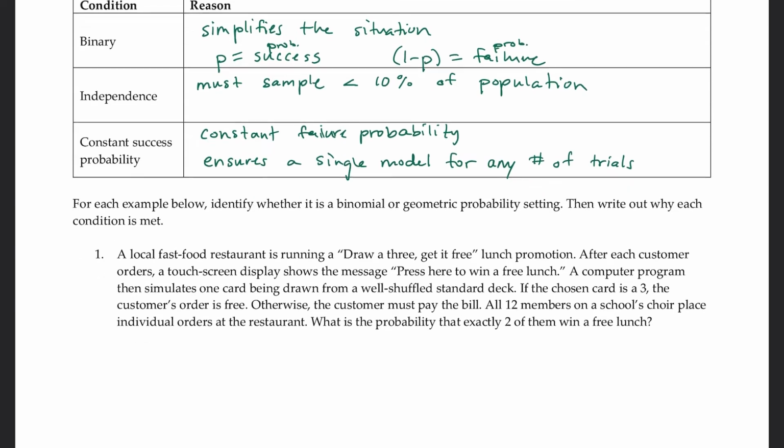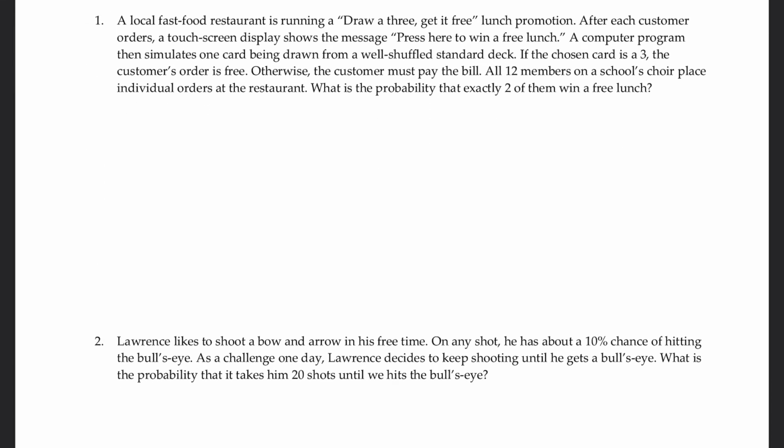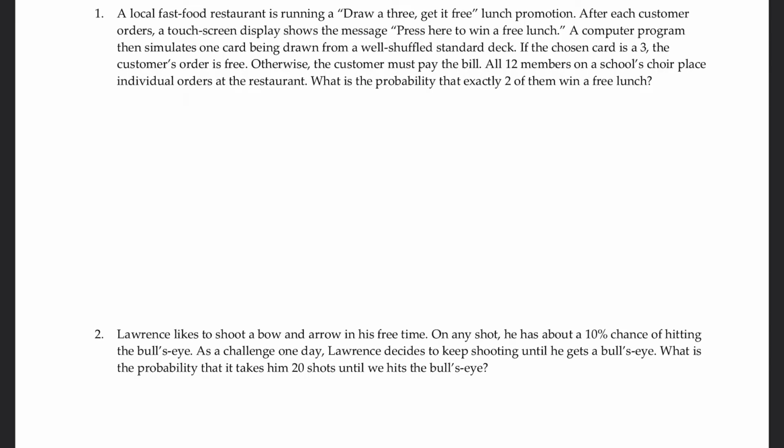So let's go ahead and dig into some last problems here. These last ones, what we're going to do is read through them. We're going to decide whether it is geometric or binomial, and then we're going to check that those conditions work: that we have binary, independence, and a constant probability of success here. So let's read through this first one and decide what it is.